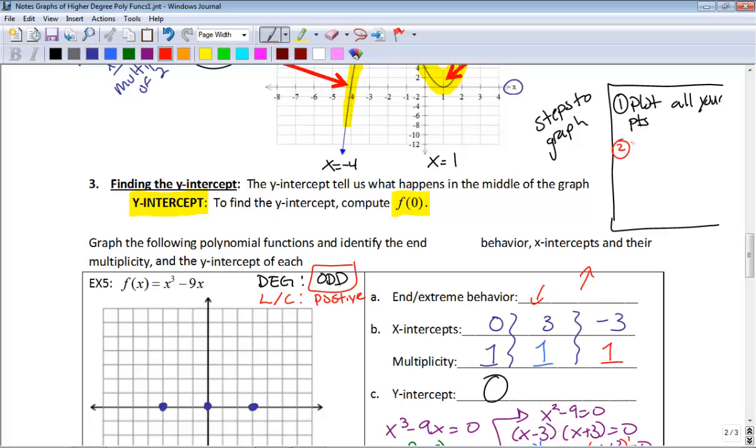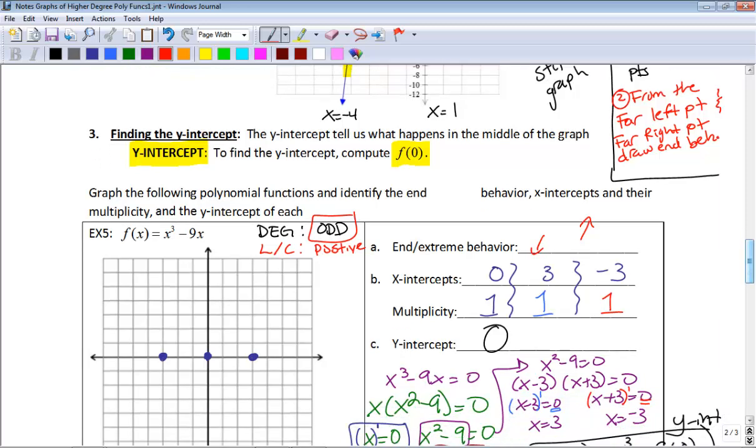Step 2 is from the far left point and far right point, draw your end behavior. And I'm just going to write BEH for behavior because I'll run out of room. So from the far left point and the far right point, draw your end behavior. All right, well, what does that mean? Well, where's the furthest left point that I have on this axis?